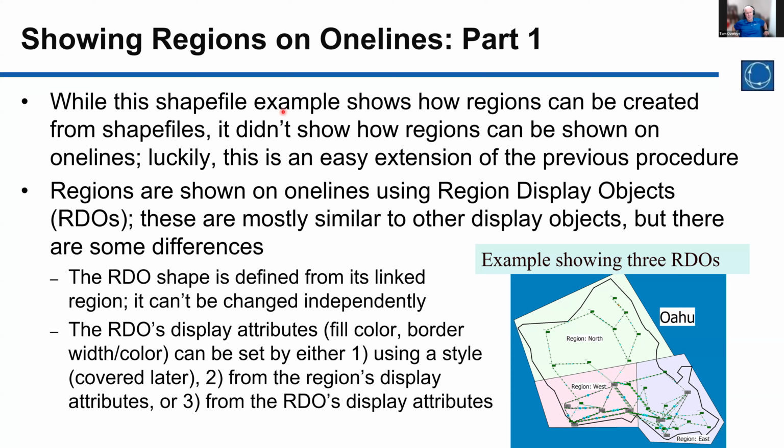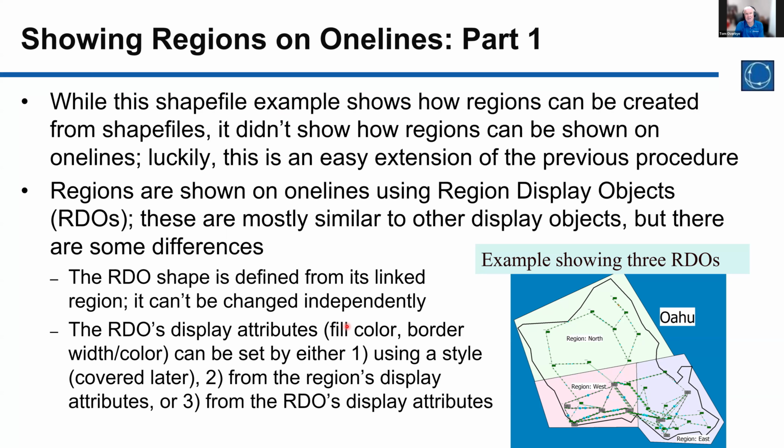The difference here, though, is that the shape of the region display object, the RDO, is not something that you can specify independently. It comes from the region, so you don't draw it in if you're using data that comes in from a shapefile. And then once you have a display, you have to say, well, how do I set its attributes? The main attribute you're going to use is its fill color, but you might also be concerned about its border width and color.